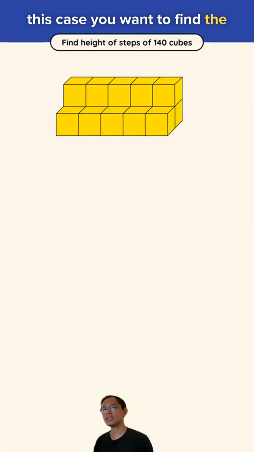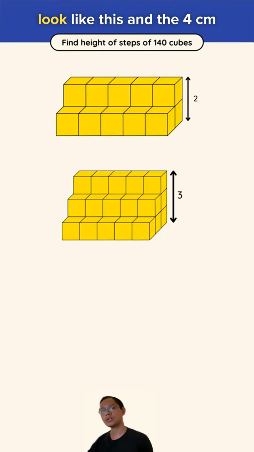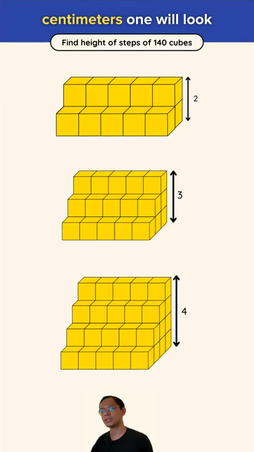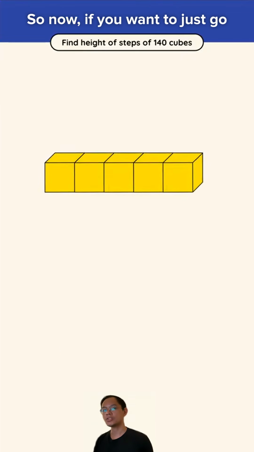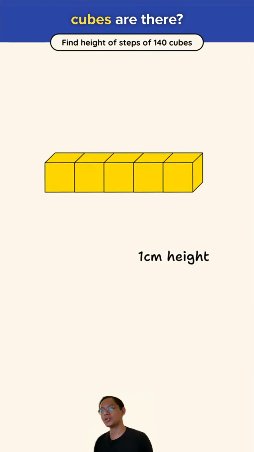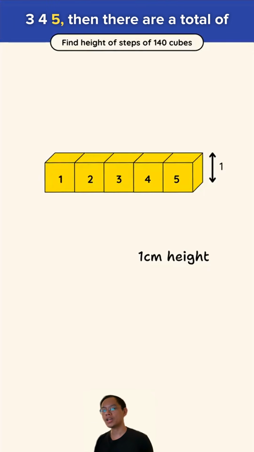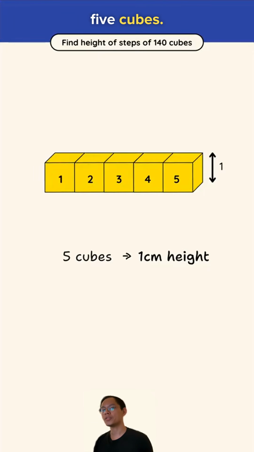So in this case, we want to find the steps with a total of 140 cubes. I'm going to show the 2 centimeter one, which is this one. And then the 3 centimeter one will look like this, and the 4 centimeter one will look something like this. Now if you were to just go for the 1 centimeter one, how many cubes are there? If you count 1, 2, 3, 4, 5, then there are a total of 5 cubes.